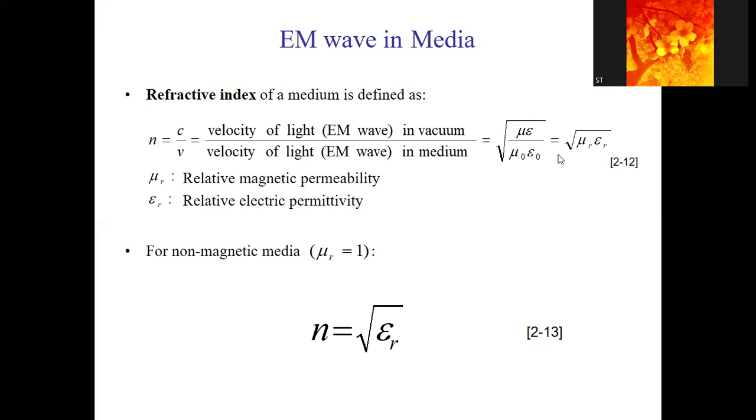Here mu r is the relative magnetic permeability and this is the relative electric permittivity. If the medium is non-magnetic, then the value of mu r is 1, and the refractive index will be given by the square root of epsilon r, the relative electric permittivity. So basically the refractive index is a fundamental optical parameter of any material, and it is a very important parameter when we are discussing optical fiber.